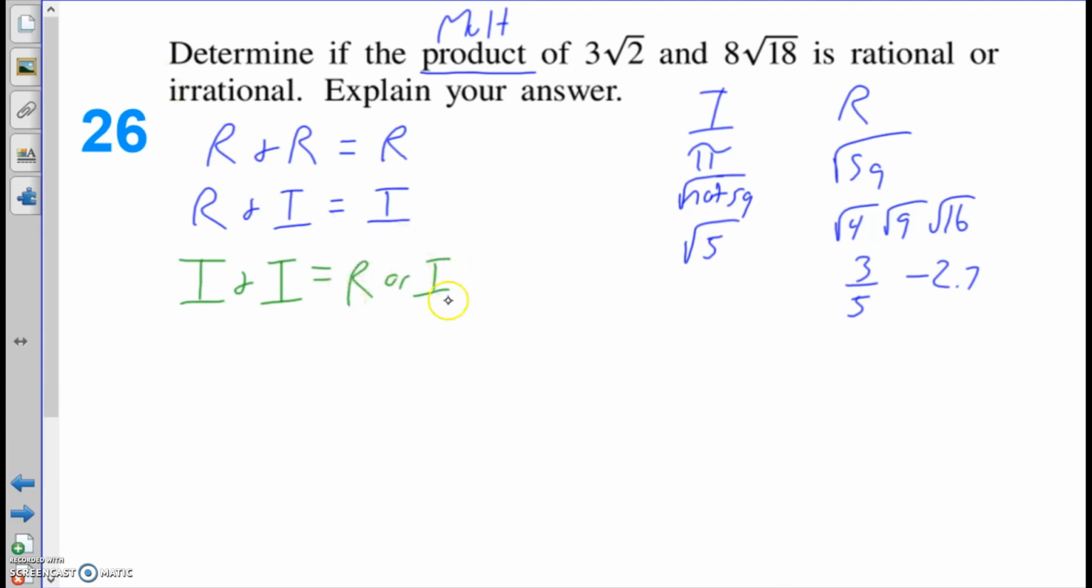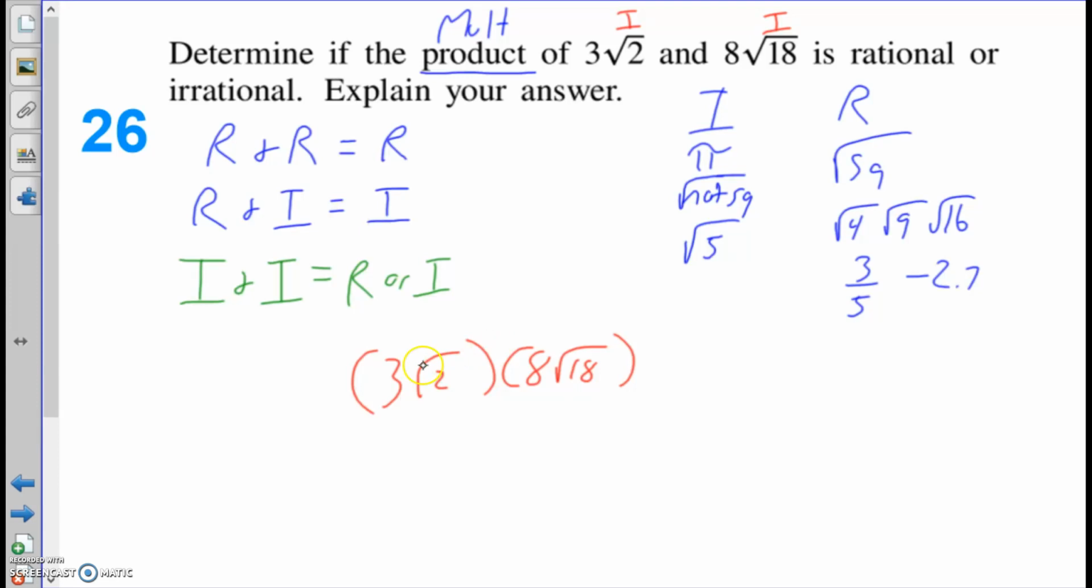It's sometimes rational, sometimes the answer is it depends. Now looking at 3 rad 2, rad 2 is not a square, so that's irrational. 18 is not a square, that's irrational. So this is the case we're talking about. The product of 3 rad 2 and 8 rad 18 could be rational or irrational. It depends on the numbers. So what is it? Well, we need to multiply this.